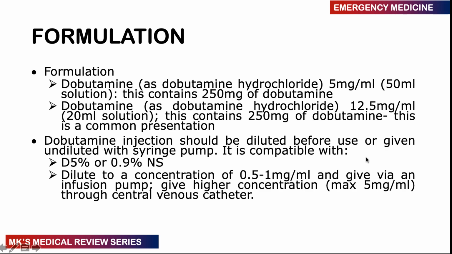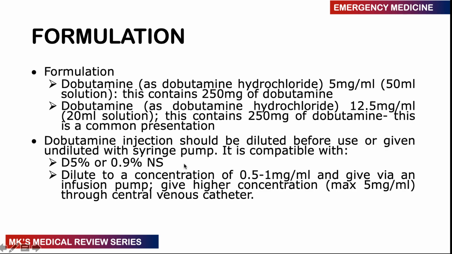Remember, mg in this case is milligrams. Sometimes you may see mcg, which is micrograms. Micrograms are much smaller than milligrams. Then in terms of the other formulation, it could come as 12.5 milligrams per mil. So each mil consists of 12.5 milligrams of dobutamine. This comes as a 20 ml solution. This is the one that's quite common on the ward, but you should check whatever your hospital buys. This one is also going to consist of a total of 250 milligrams of dobutamine.